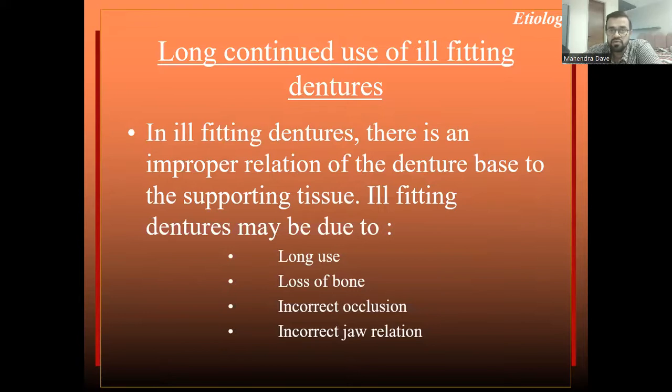Long continued use of ill-fitting dentures. In ill-fitting dentures, there is an improper relation of the denture base to the supporting tissue, that is the intaglio surface of the denture. Ill-fitting dentures may also be due to longer use, loss of bone, incorrect occlusion, or incorrect jaw relation.